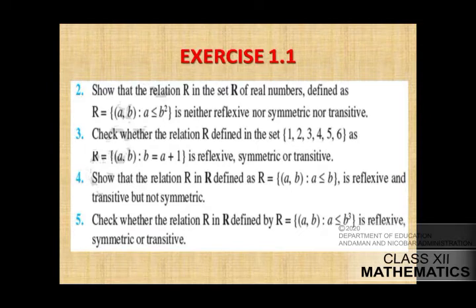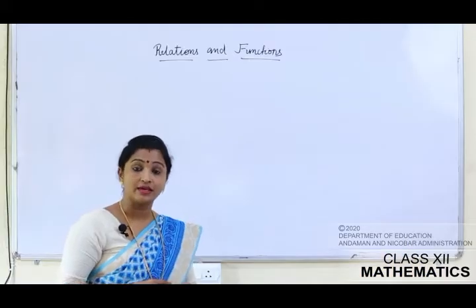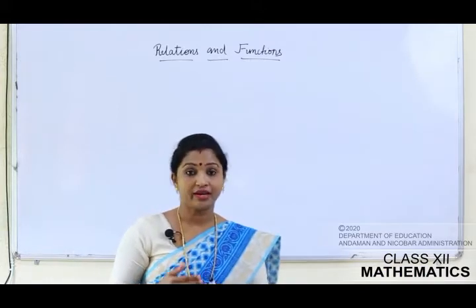Second question: show that the relation R in the set R of real numbers, defined as R = {(a, b) : a ≤ b²}, is neither reflexive nor symmetric nor transitive. Now this question is very important from the examination point of view. ठीक है. Now before explaining the question, we will just see what is reflexive, symmetric and transitive.